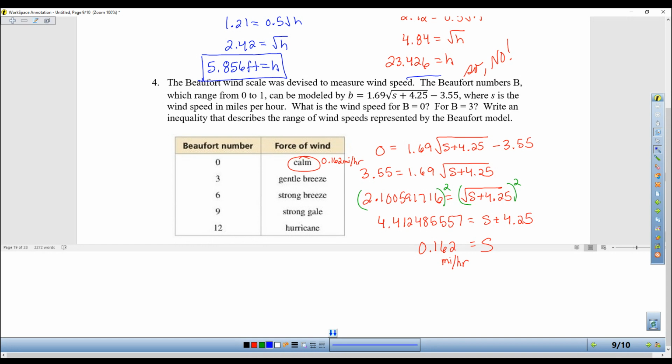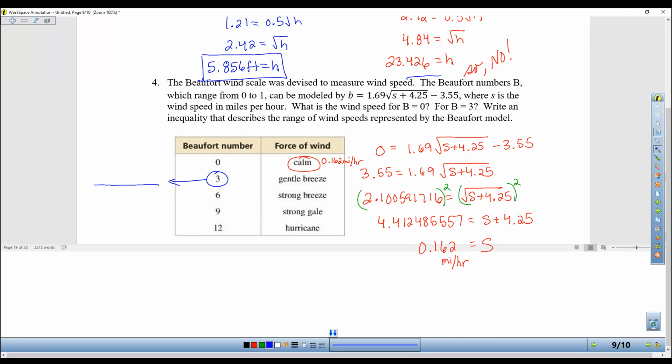And then they asked for B of 3. Since this is identical, I'm actually going to let you do one on your own. So I'm going to look for this answer. You can do it the exact same way I just did it, but you're going to start with a 3 over there instead. So make sure you show me that answer when you do your notes.